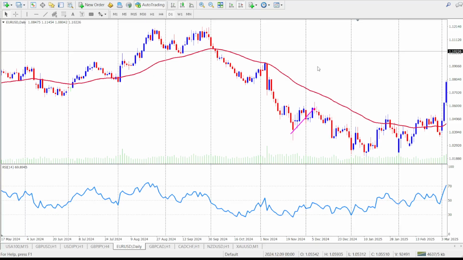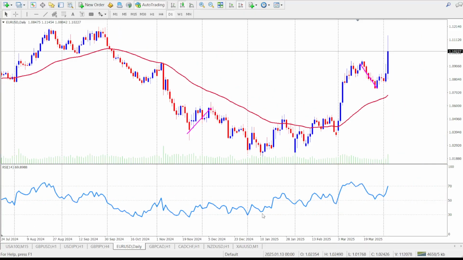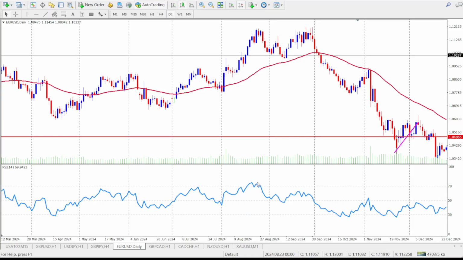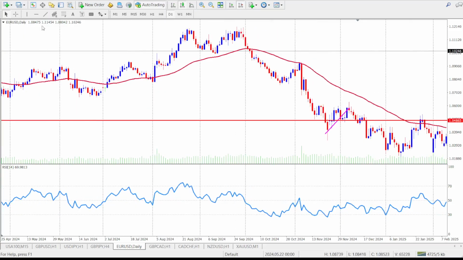So, how do you enter trades with this strategy? For buy trades, you wait for the RSI to be below 30, indicating oversold conditions. Then you wait for the price to cross above the 50-period EMA. This confirms an upward trend, and you can enter a long position. For sell trades, you wait for the RSI to be above 70, indicating overbought conditions. Then you wait for the price to cross below the 50-period EMA, signaling a potential downtrend. You can then enter a short position.